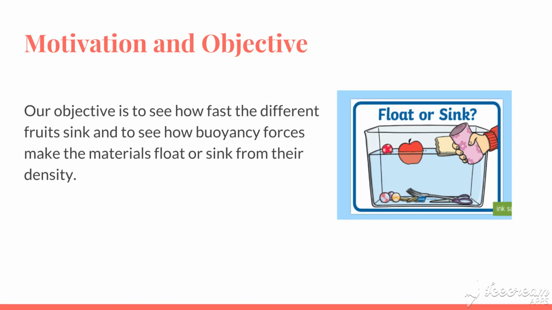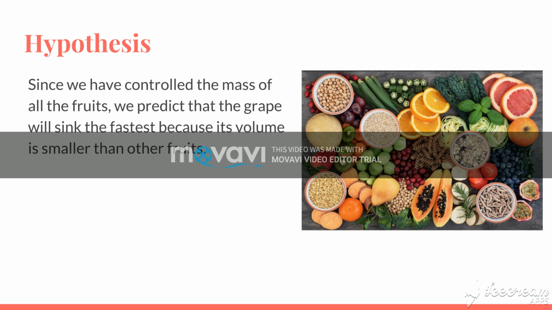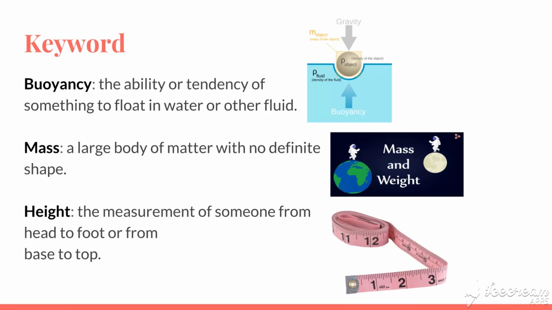Motivation and objective. Our objective is to see how fast the different fruits sink and to see how buoyancy forces make the materials float or sink from their density. Hypothesis. Since we have controlled the mass of all the fruits, which is 4 grams for each fruit, we predict that the grape will sink the fastest because its volume is smaller than other fruits.